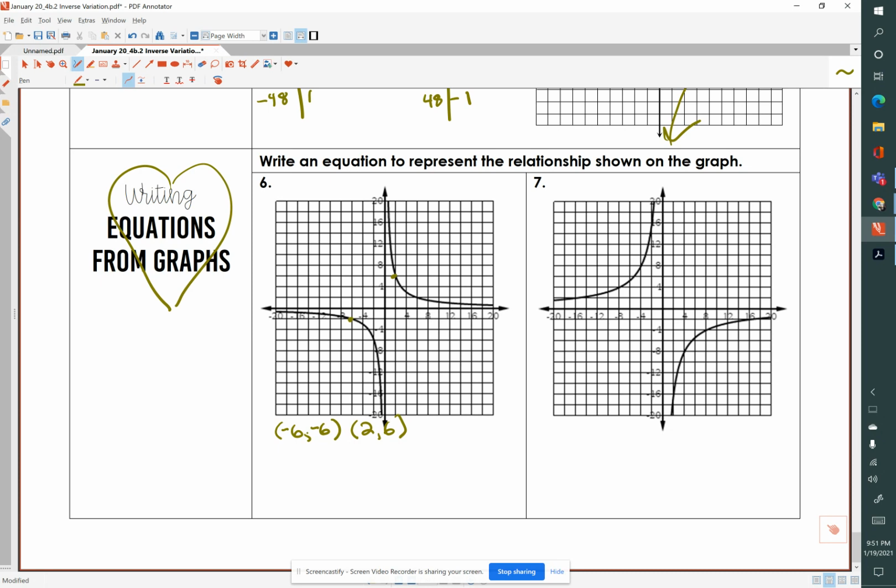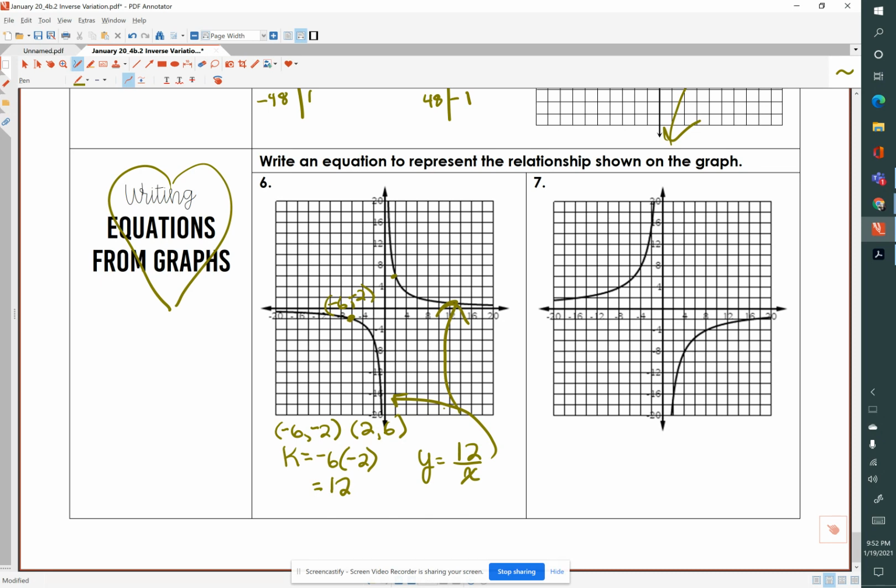So let's just multiply. I think I miswrote that. That should be a negative 2 right here. That is negative 6, negative 2 right there. So let's multiply. K equals negative 6 times negative 2, which equals 12. And we see in the other set of ordered pairs that 6 times 2 is 12. So therefore, y equals 12 over x. This is a graph of y equals 12 over x.